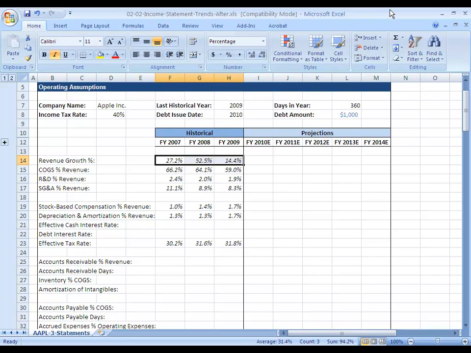For cost of goods sold as a percent of revenue, overall, it looks like they're becoming more profitable here. In other words, their gross profit is going up because cost of goods sold as a percent of revenue is going down. That probably reflects the fact that their manufacturing costs for iPods, iPhones, laptops, computers, and so on are going down over time. So that makes sense intuitively that the cost of goods sold is falling over time.